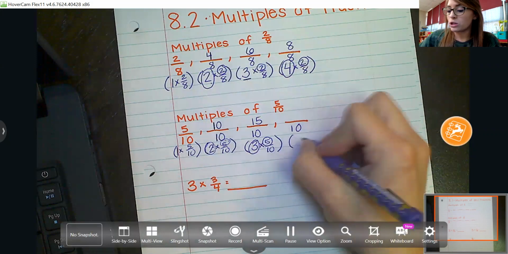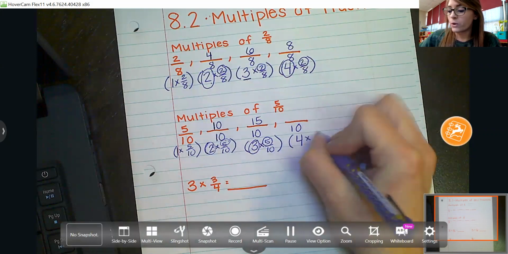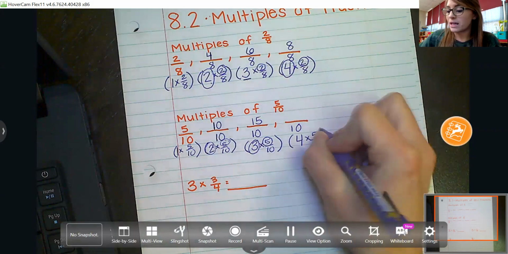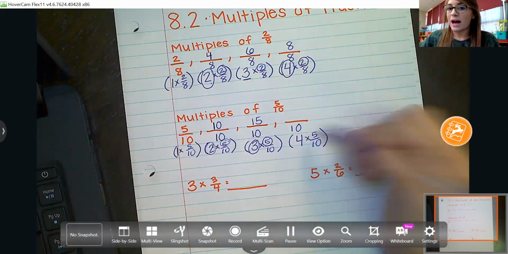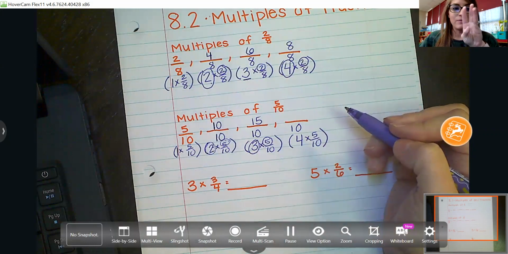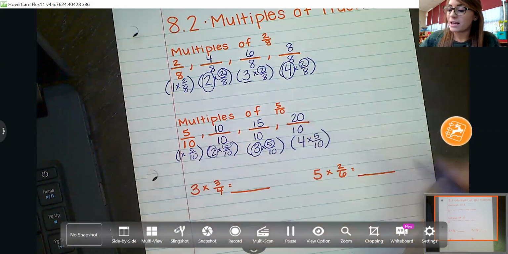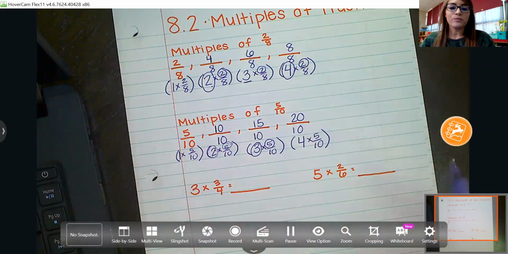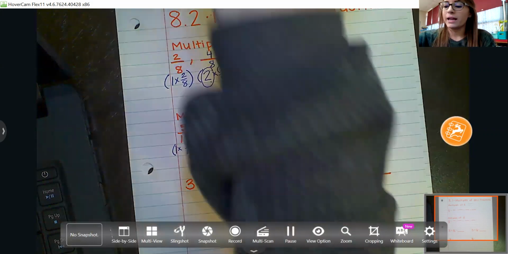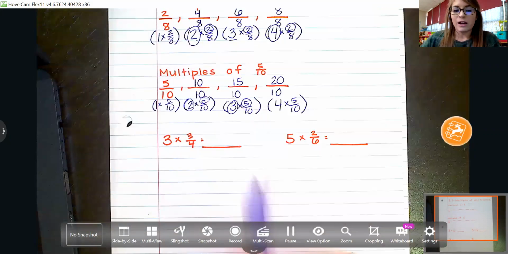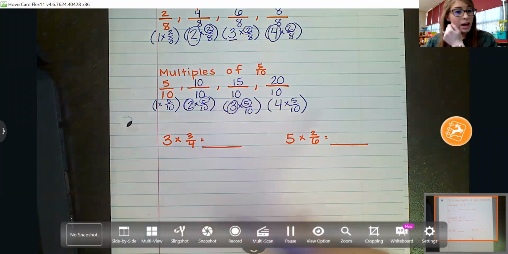And then for the last one, you should have multiplied together 4 times 5/10. 4 times 5 is 5, 10, 15, 20. So 20 will be my numerator, and 10 stays the same. Very good.